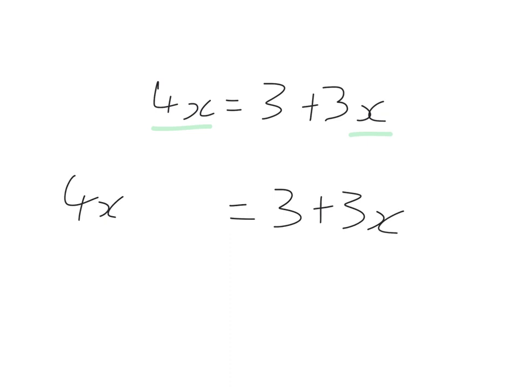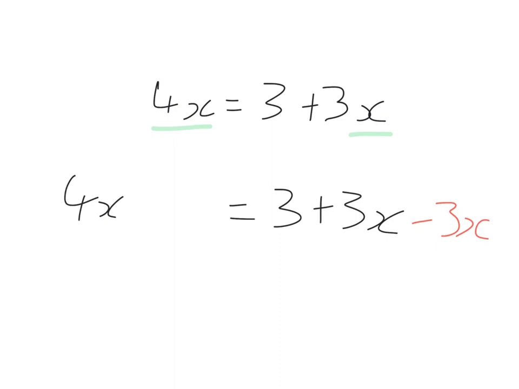and to cancel out the 3x, we're going to subtract 3x from the right hand side. Again, the reason why we want to do this is because 3x minus 3x will cancel out to give us 0. If you have 3x's and you take away 3x's, you're left with nothing.